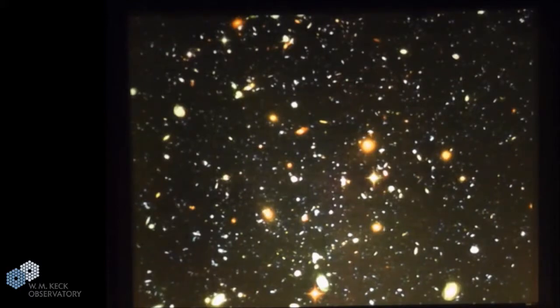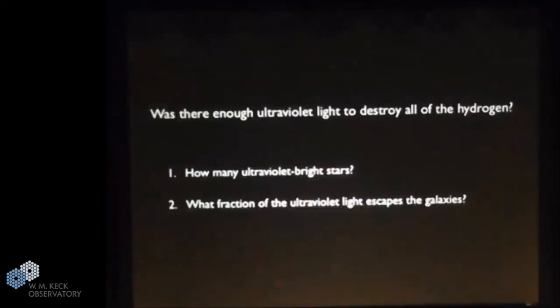So there are many people working on that. I'm working on that as well, but this is not what I'm here to talk to you about today. But I will answer this question for you. There are plenty of ultraviolet bright stars in the universe. Okay? 5 to 10 times more than what's necessary to destroy the hydrogen atoms. So we're pretty confident about that. That's great.